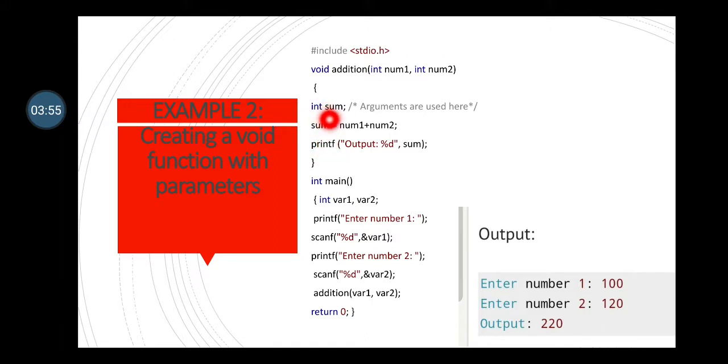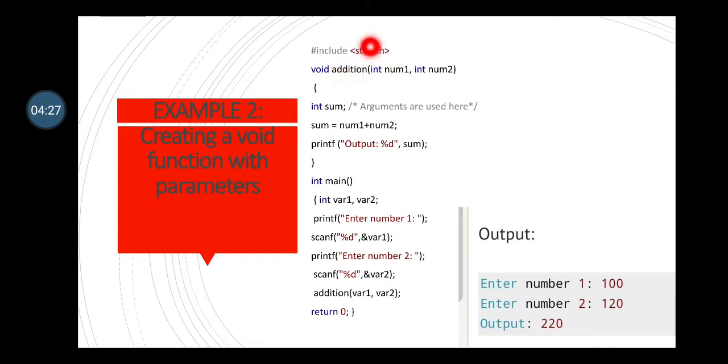For now I am just using it in this manner: integer sum, one variable we have taken, a local variable to the addition function, sum is equal to number 1 plus number 2. Here the addition of number 1 and number 2 is put into a variable, and then we are printing it over here. Printf output is %d comma sum, and we are printing the output here itself because it is not going to return anything to the main function, as main is the calling function of addition.